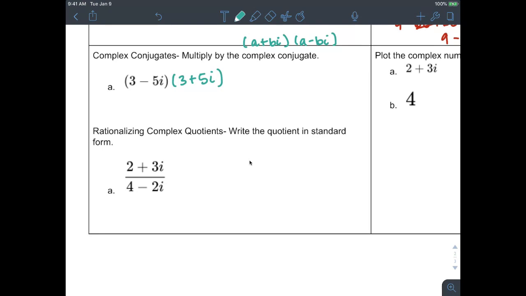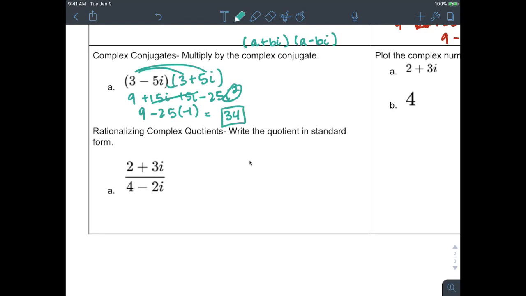All right, I'm going to go ahead and multiply. 3 times 3, 9. 3 times 5i is plus 15i, minus 15i, minus 25i squared. Middle terms cancel. I get 9 minus 25 times i squared, which is negative 1. So I get 9 plus 25 gives me 34.